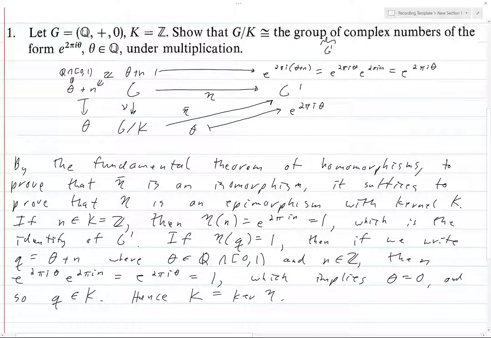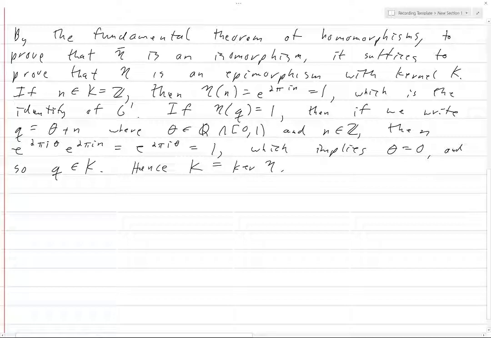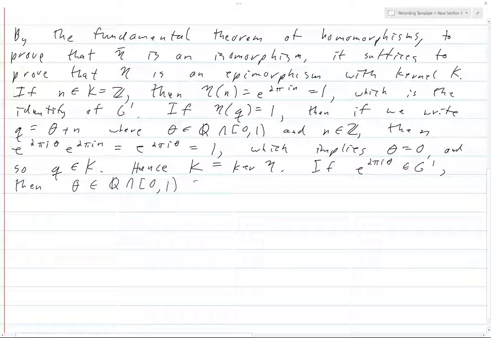All right, and unfortunately I have to scroll down past our picture, but hopefully we'll survive. Anyways, what about epimorphismness? If e to the 2 pi i theta is in G prime, then theta must be in Q intersect 0, 1, which is a subset of Q. So then theta goes to e to the 2 pi i theta. So eta is surjective.